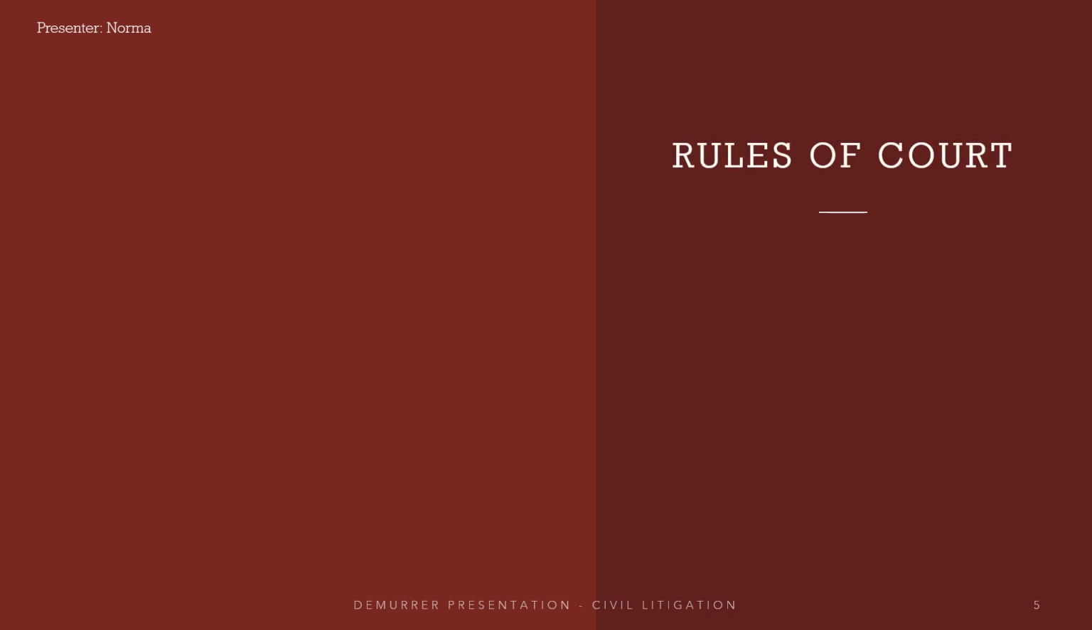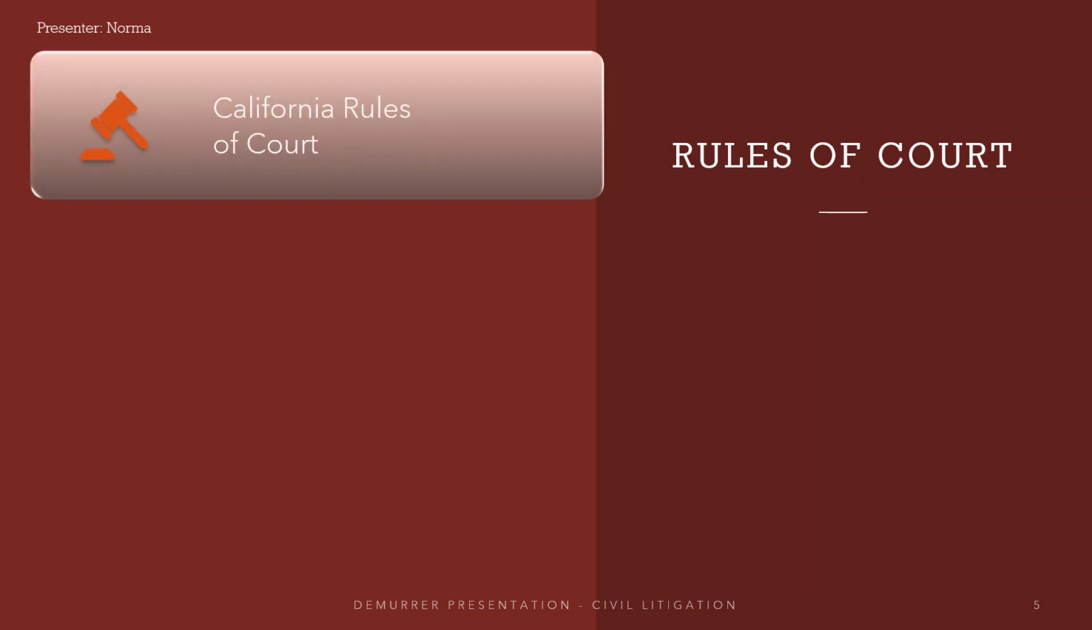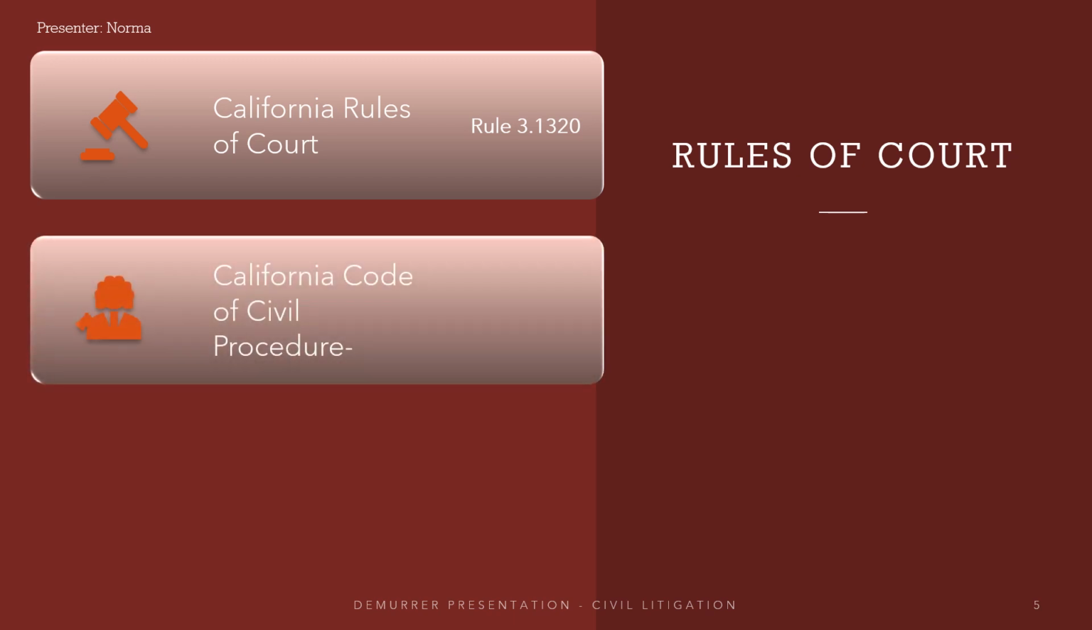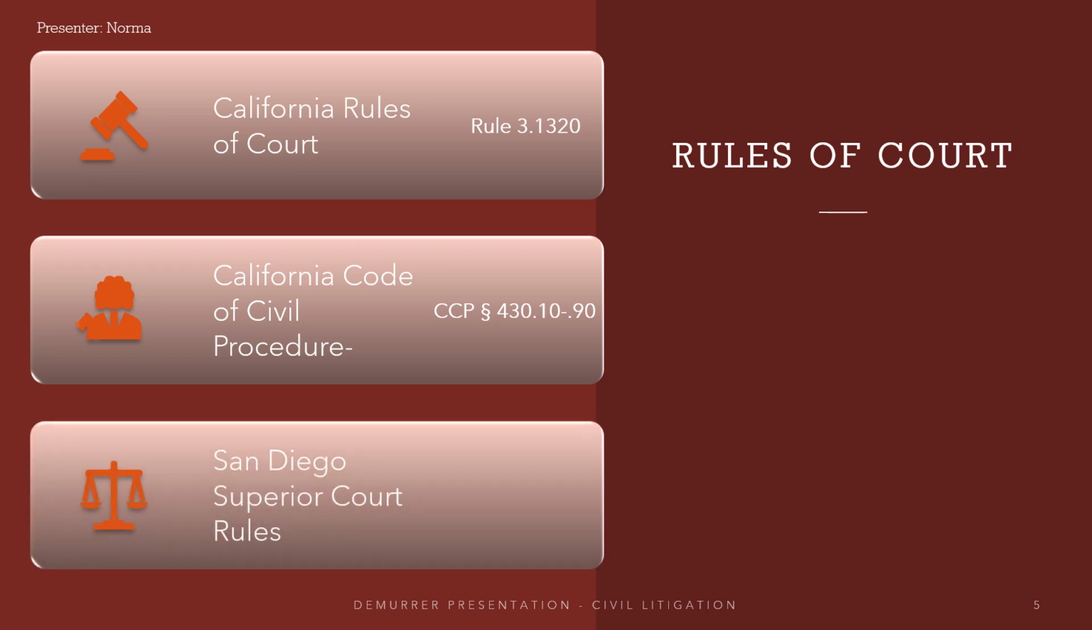The grounds for the use and rules of demurrer in civil court are defined in the California Rules of Court Rule 3.1320, as well as California Code of Civil Procedure Section 430.10 and Chapter 2 of San Diego Superior Court Rule 3.2.2.